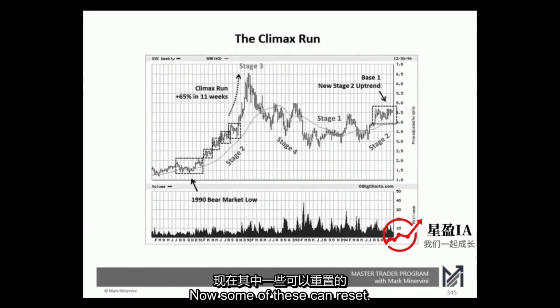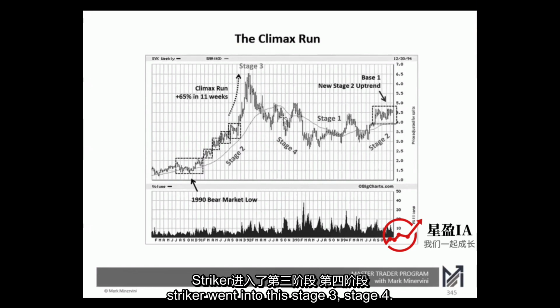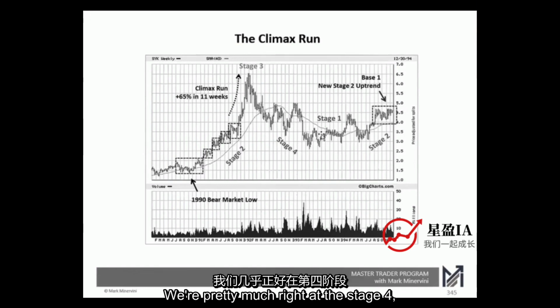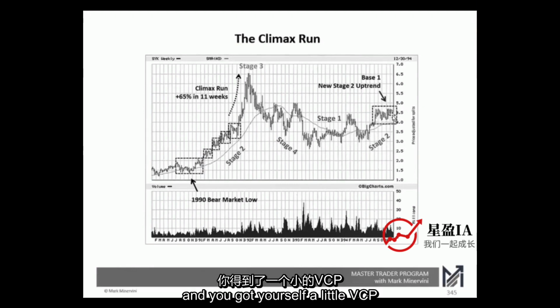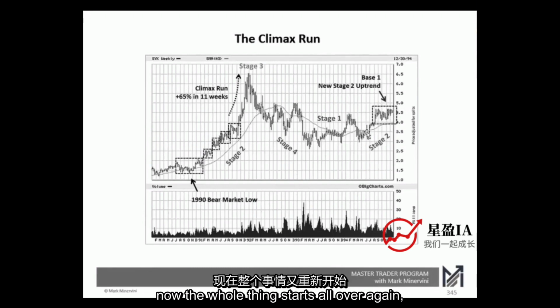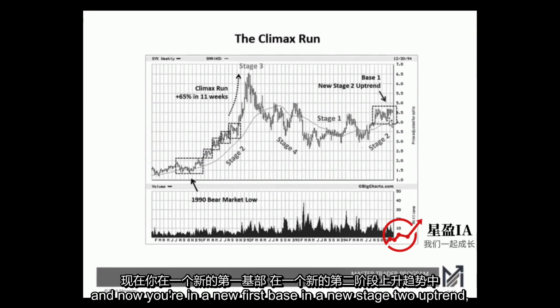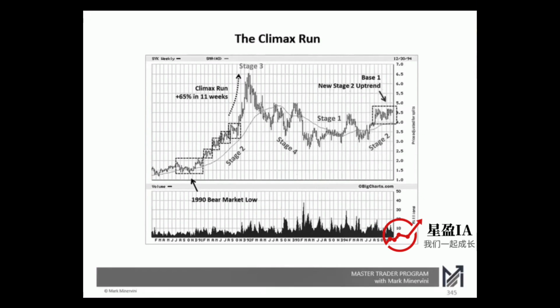Now, some of these can reset. You see here, Stryker went into this stage 3, stage 4, pretty much right into stage 4, then right back into stage 1, and then reset right here back into stage 2, and you got yourself a little VCP. Now the whole thing starts all over again, in a new first base in a new stage 2 uptrend, and you can start counting all over again.